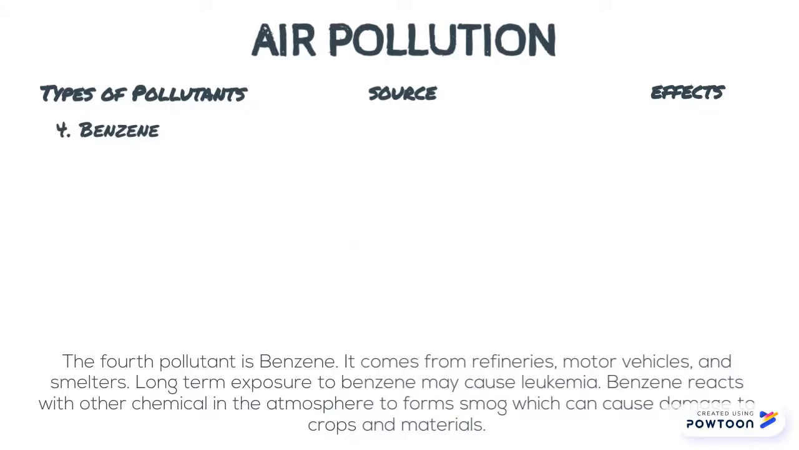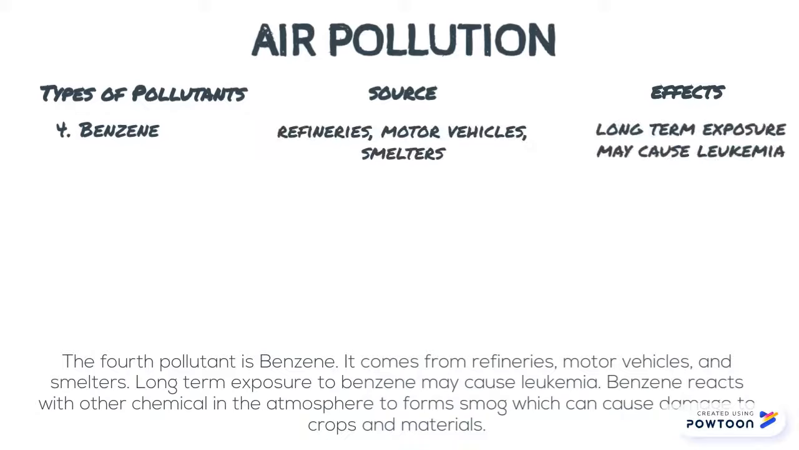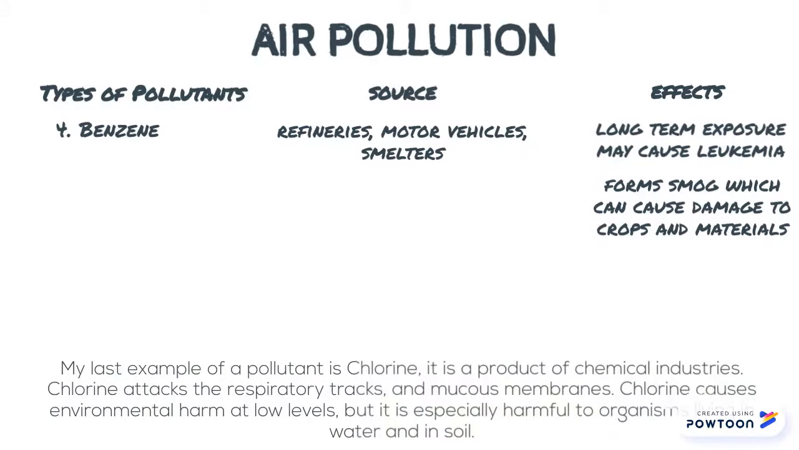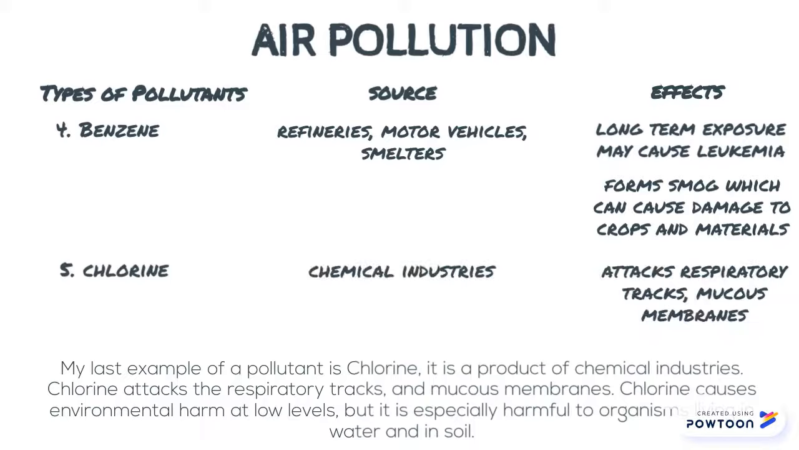The fourth pollutant is benzene. It comes from refineries, motor vehicles, and smelters. Long-term exposure to benzene may cause leukemia. Benzene reacts with other chemicals in the atmosphere to form smog, which can cause damage to crops and materials. The last example of a pollutant is chlorine. It is a product of the chemical industries. Chlorine affects the respiratory tracts and mucous membranes. Chlorine causes environmental harm at low levels, but it is especially harmful to organisms in water and in soil.